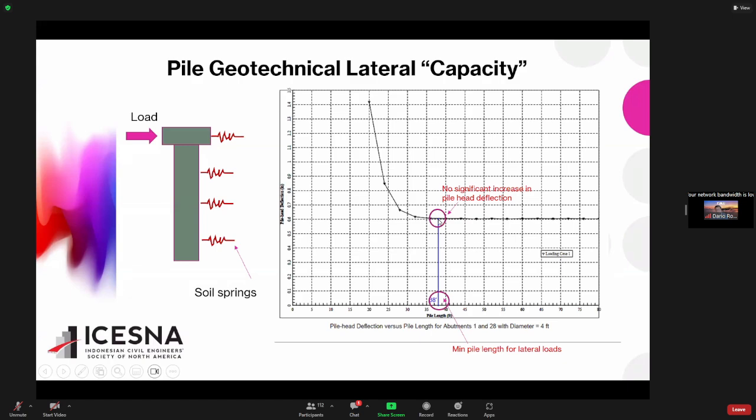So my design pile length for lateral load in this case is 38 feet. So this is the minimum pile length for lateral load. So 38. You have a pile length for axial load. Now you have the minimum pile length that you need for lateral load.